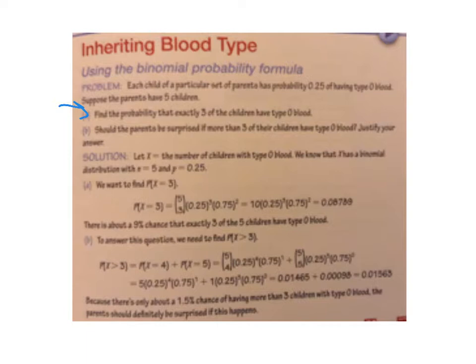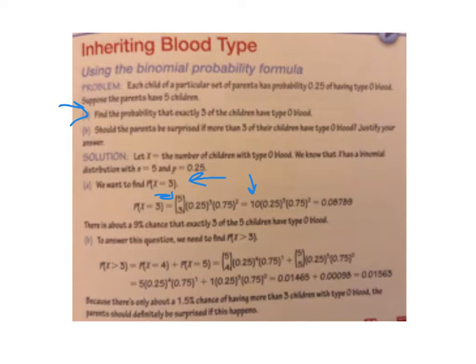So if I'm looking for that, here's our solution right here. We've got the probability that x equals 3. Here's my binomial coefficient, 5 over 3. When I put that into the calculator, or you can do it all out by hand with the factorial, I'm going to get 10. Okay, I multiply in my formula.